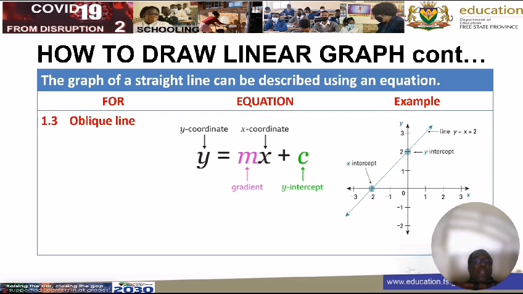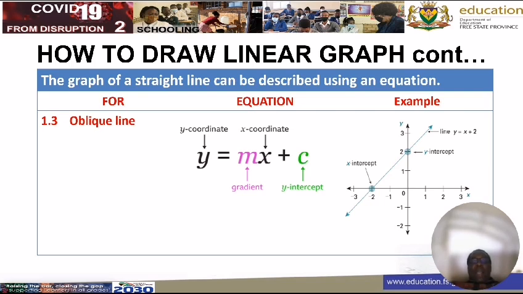The third one is an oblique line. And the equation is y equals mx plus c, where y stands for the y coordinates, x for the x coordinates, m for the gradient, and c for the y-intercept.